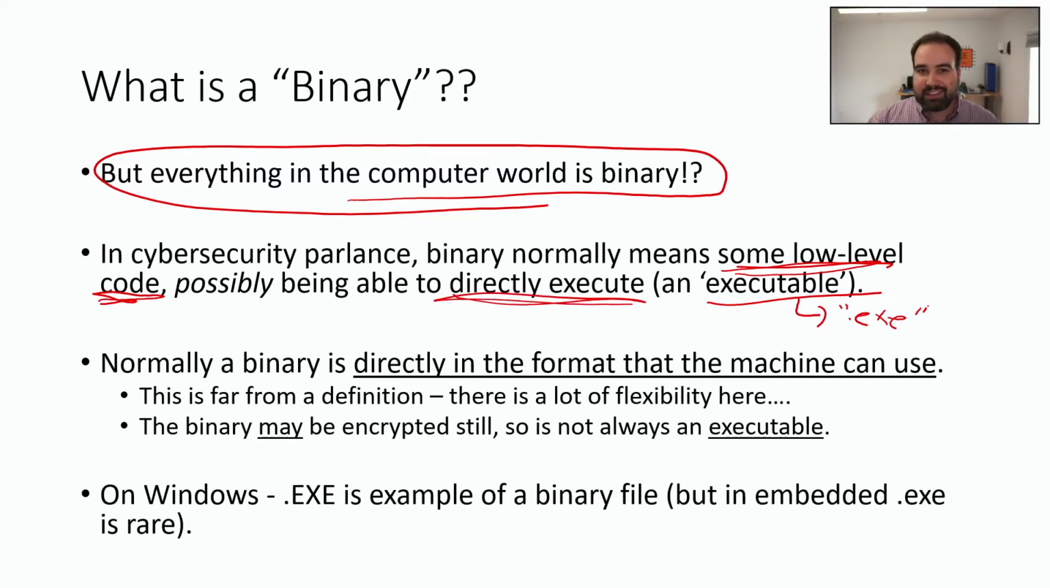But a binary doesn't necessarily mean it is directly executable. Normally, there could be some other stuff around it. It could be encrypted, there could be a header or things like that. But a binary file is typically one that is some low-level code. It's normally possible to translate. So often these files are interesting because they can be executed in some format.